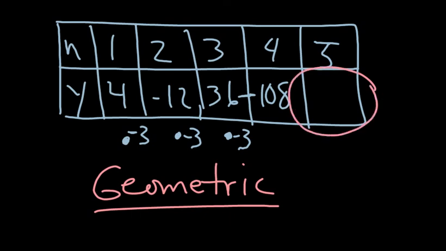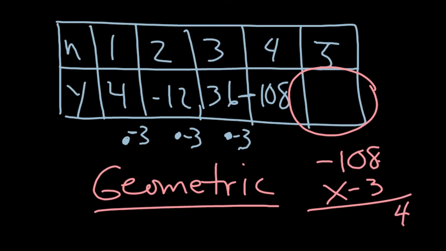Now, could we find the missing term? Well, sure. We could go negative 108 times negative 3. A negative times a negative, it's going to go positive. 3 times 8 is 24. 3 times 0 is 0 plus 2 is 2. 3 times 1 is 3. So it's going to be positive 324.